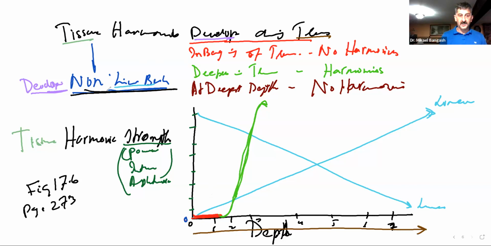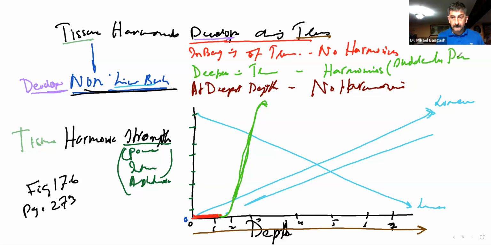Now once it starts to develop, it's not going to be a linear development. If it had been linear, it would still have been like this. But it is a non-linear development, which in this case means that all of a sudden it's going to go zoop. So in deeper tissue is where we have the harmonics, that certainly develop.